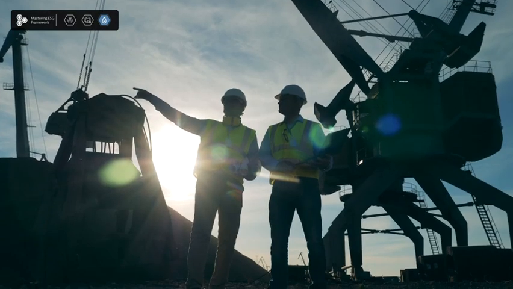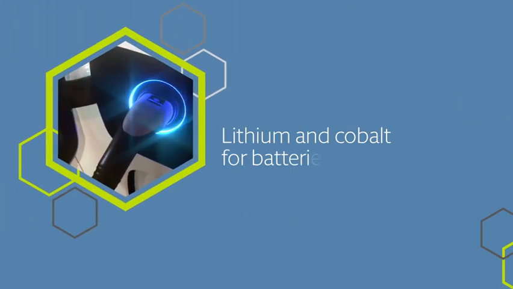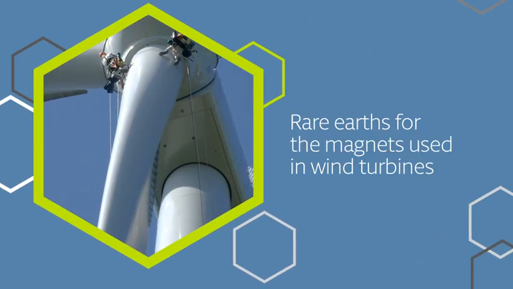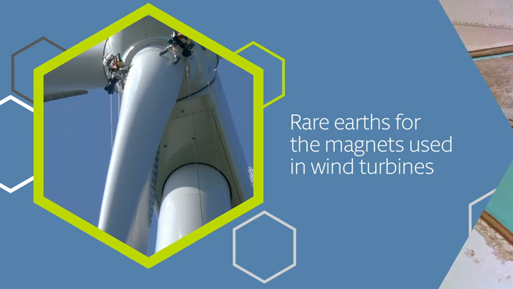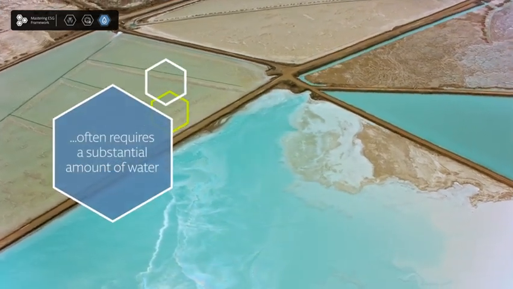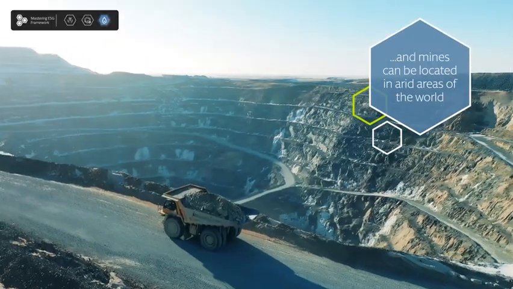The energy transition will require increased production of key minerals: lithium and cobalt for batteries, copper for EVs and the grid, and rare earths for the magnets used in wind turbines. The mining and processing of minerals, however, often requires a substantial amount of water, and mines can be located in arid areas of the world.